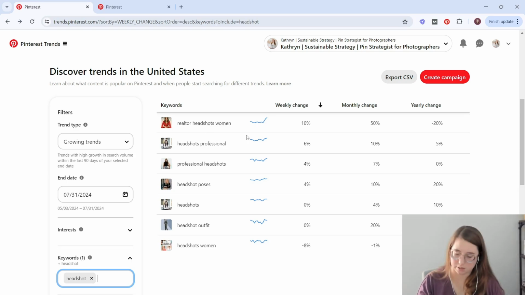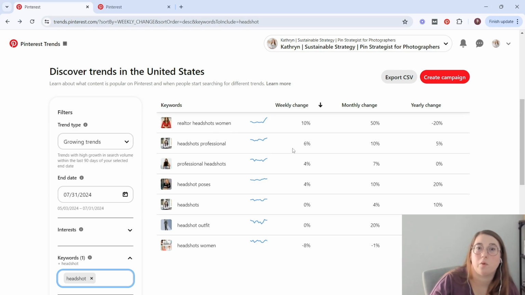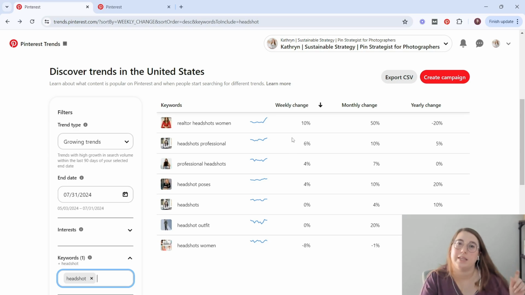Headshots professional, and similarly professional headshots. And what's happening here, obviously professional headshots sounds better, and that's probably what I would write in my description or my title. But this one's getting more because what happens if you start typing in headshots, Pinterest is like, oh, do you want to search professional headshots? Do you want to search whatever other type of headshots there would be? And then people click on that little bubble and it takes them to that keyword. So that is why headshots professional is doing slightly better than professional headshots. It's because of Pinterest's prompting to the users.